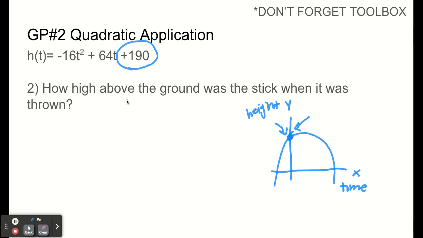So how high above the ground was the stick when it was thrown? Again, make sure that you're differentiating between height and time. That's going to be a height, which is a y value, the y-intercept, and that's going to be 190 feet. So the stick was 190 feet high when it was thrown.